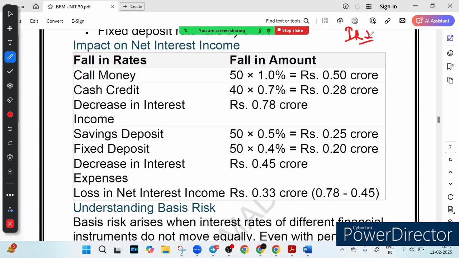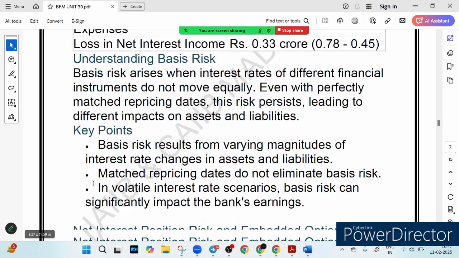So the key takeaway is that just because interest rates move does not mean they move equally. Banks must manage basis risk carefully to protect their earnings. A negative gap does not always lead to higher NII when rates fall. It depends on how each rate moves. Is it clear? I hope this concept is clear to you, how to go about deciding the ultimate NII change whenever interest rates move.